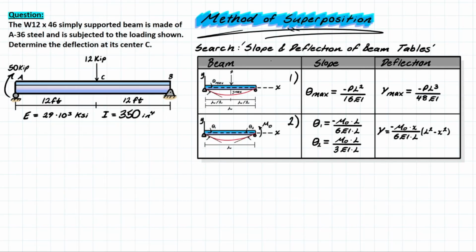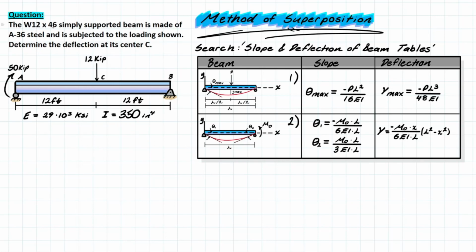This one is, I don't want to make the joke again, super easy, but we're going to go through this quickly. Superposition, we're searching up the slope and deflection table for this problem, and we have the answers right here. We just need to plug in the values to get to it. But the problem's as follows.